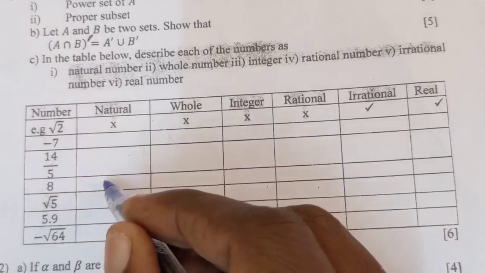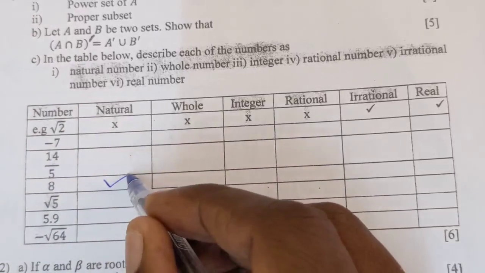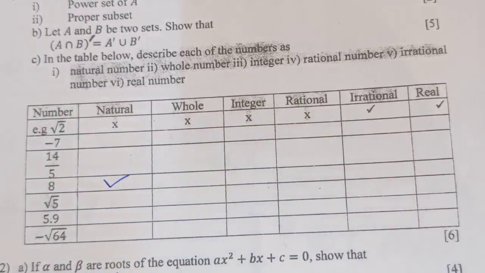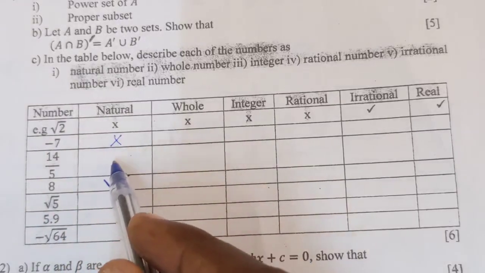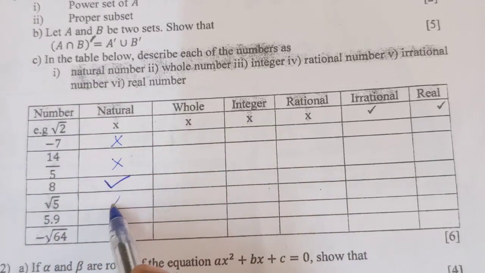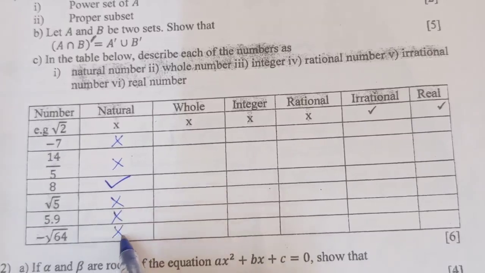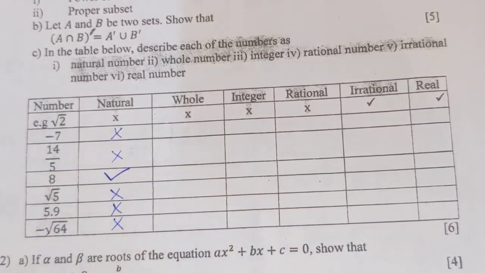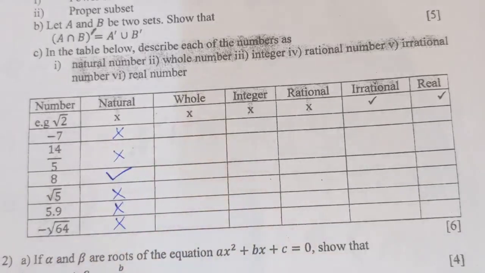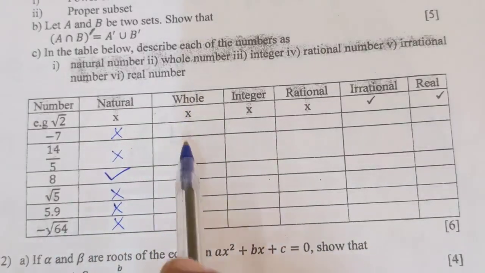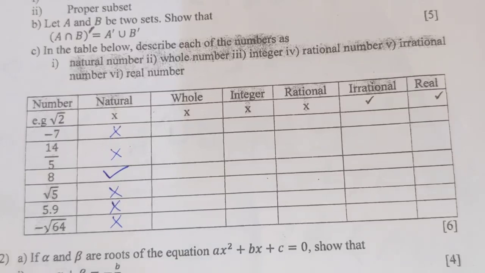So you are supposed to just mark it like that. It is only a natural number which I'm seeing here. Meaning that all these are not natural numbers. That is what you are supposed to do there. So you're supposed to mark a natural number here. Even here, you need to mark what a whole number is.